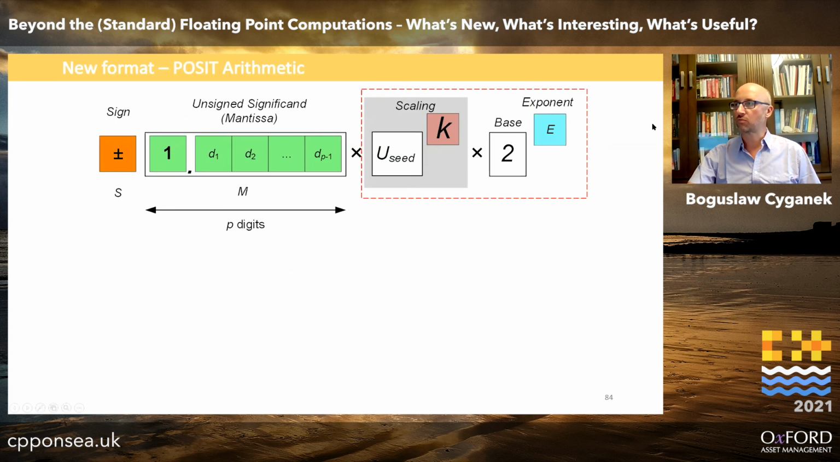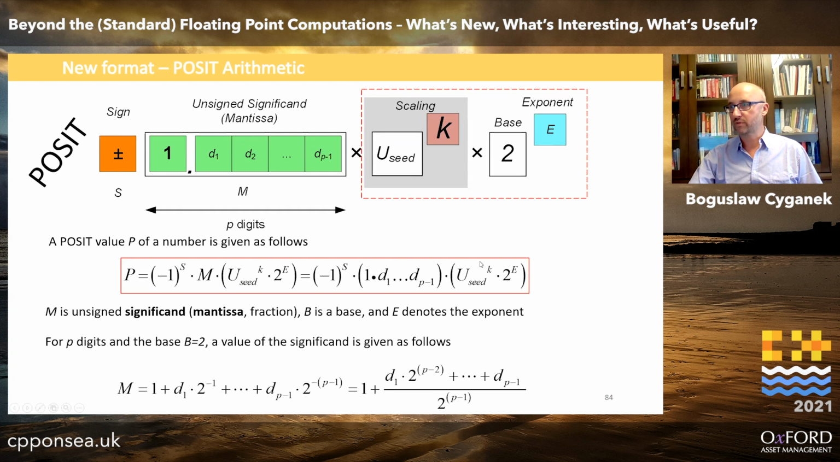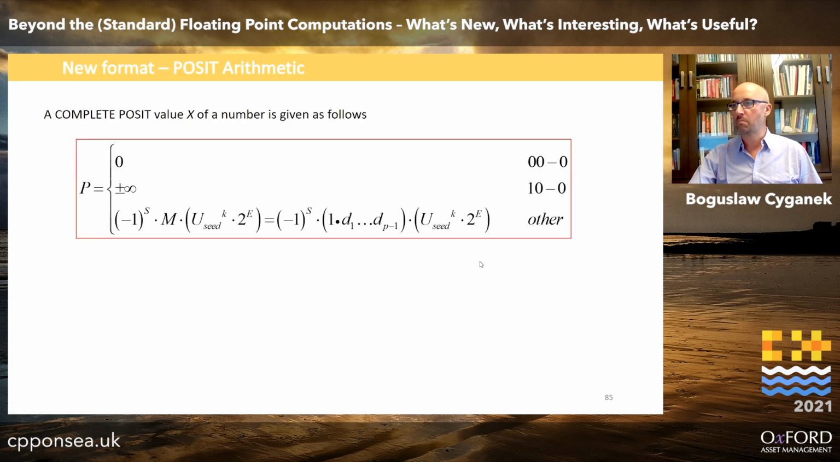So for the POSITs, we have it like this. You see, especially the difference is in the exponential part with this scaling component. You see it to the power of k. And base to exponent is like it was, but now the situation is different. So the formula is like this, but also the format is two's complement, not sign magnitude, like in IEEE. So this is for POSIT. And here is the complete formula.